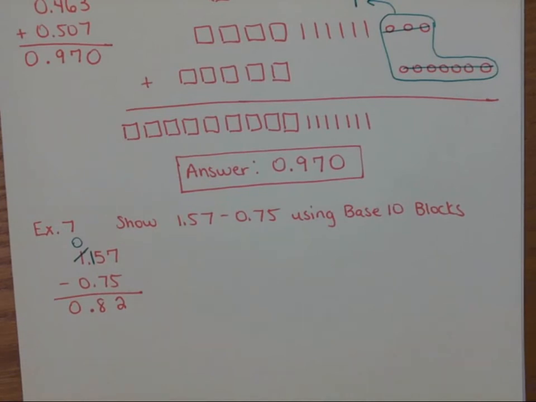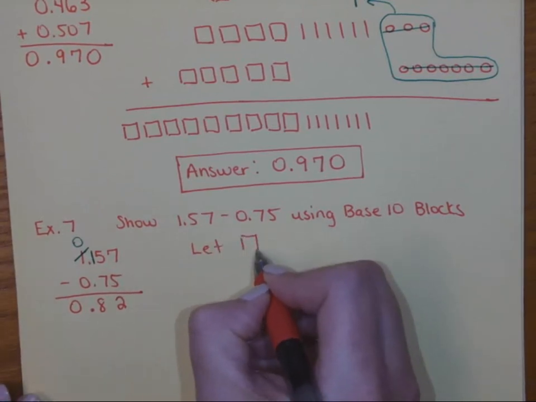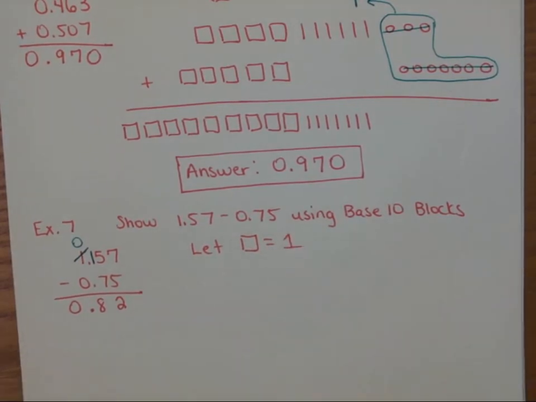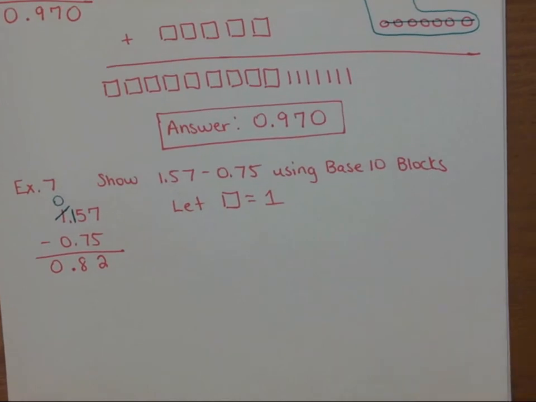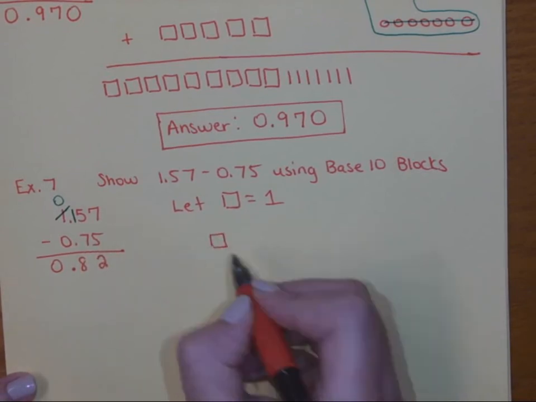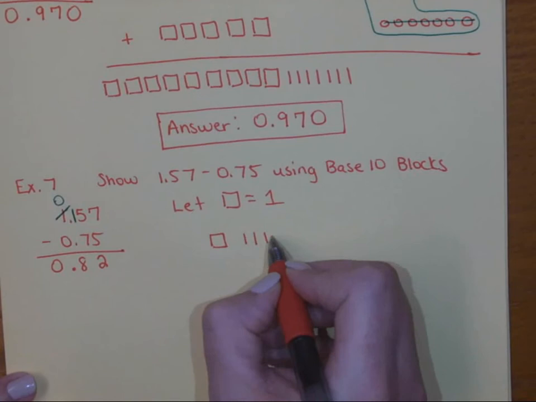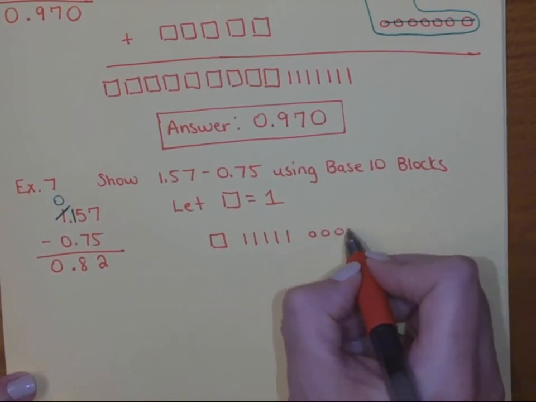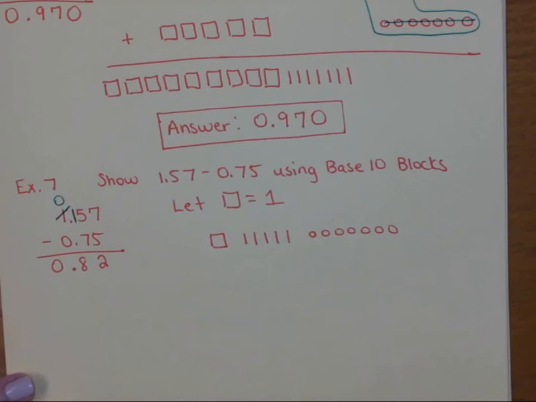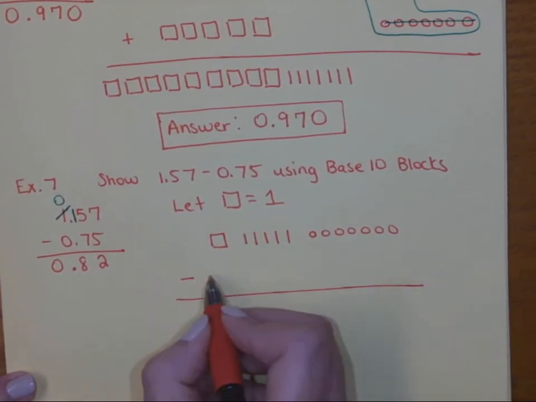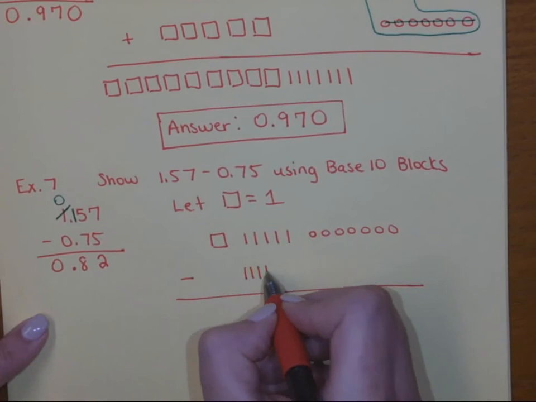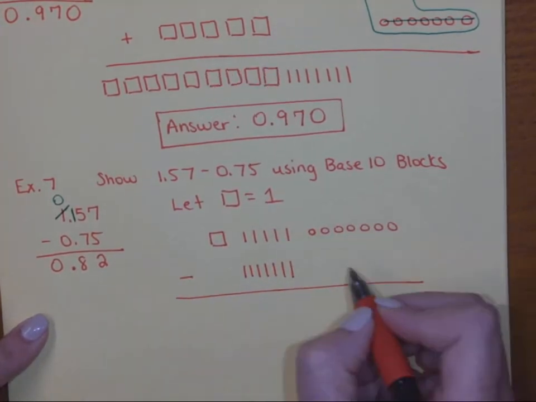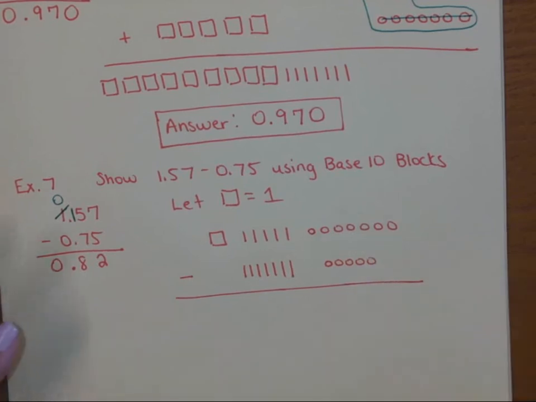So notice that this time I only have 2 decimal places. So you could still use the cube as your whole if you want to, but we can also say that the flat is the whole here. All right, so let's talk about what this would look like in picture form. So we have 1.57, so we have 1 whole, we have 5 tenths, we have 7 hundredths. Okay, and we're going to be subtracting off no wholes, right? 7 longs, one more, and 5 units.